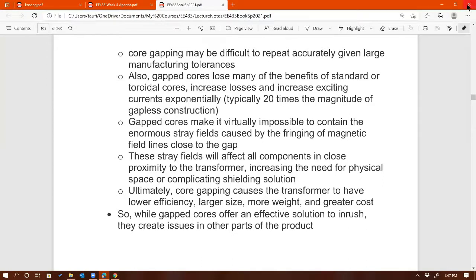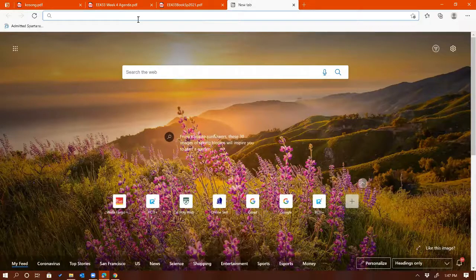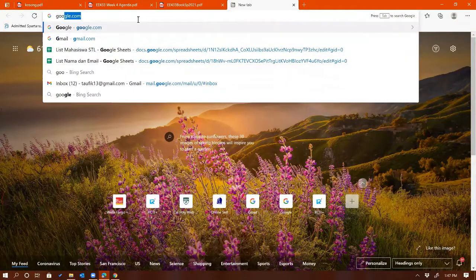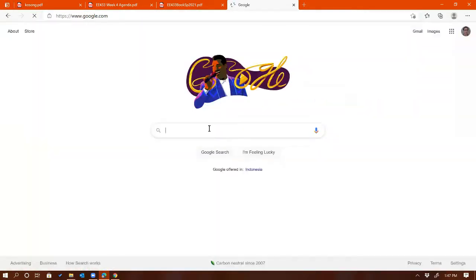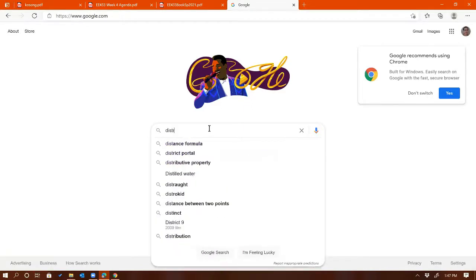If you can see my screen, I'm going to Google distributed air gap core. I see a lot of these on toroid cores. So, distributed air gap.